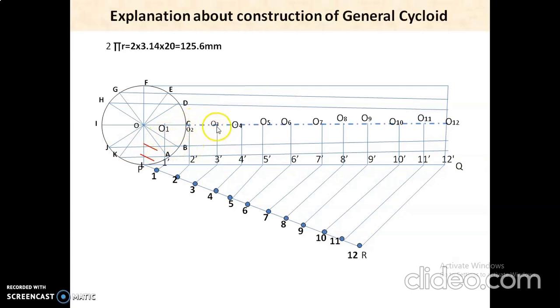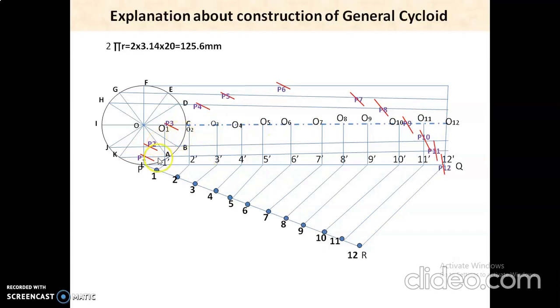Similarly, with the same radius, now the center is O3. Cut the IC line. With center O4, again cut the HD line. With center O5, cut the GE line. Now with center O6, cut the F line. Similarly, for the remaining centers with the same radius, draw the arcs like this. You will get P1, P2, P3, P4, and so on, P12.